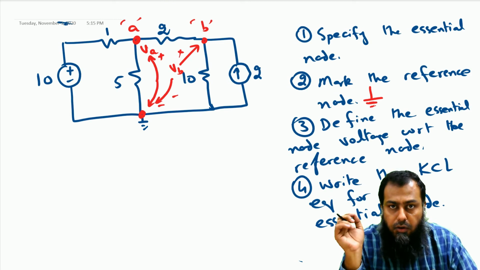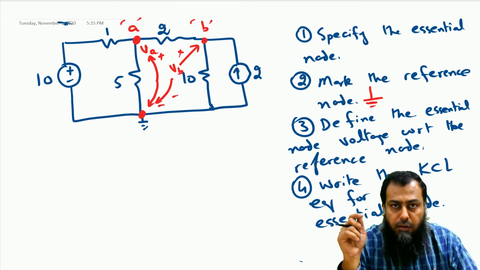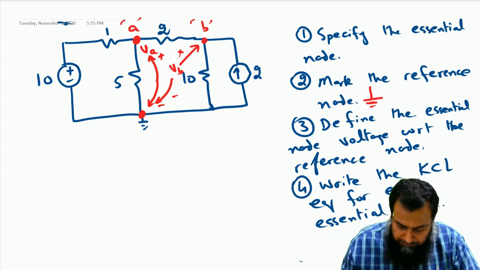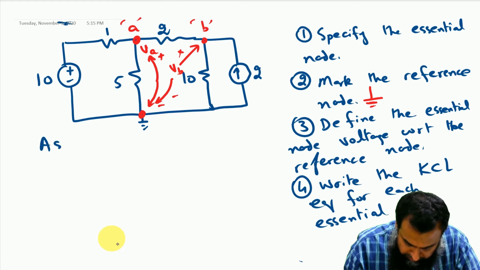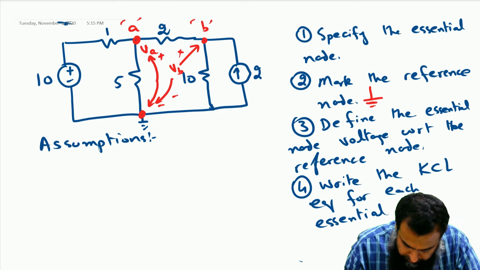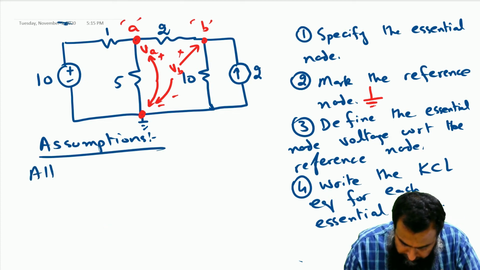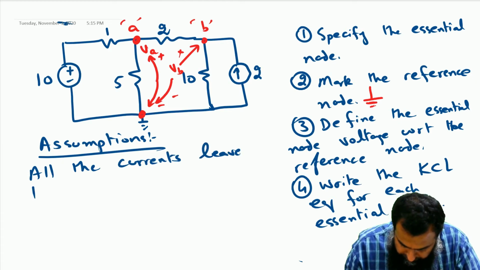As a fourth step, we shall write down, for the two essential nodes A and B, Kirchhoff's current law. Remember that we have to adopt a uniform policy for all the essential nodes. For example, we can assume that all the currents leave the essential nodes.